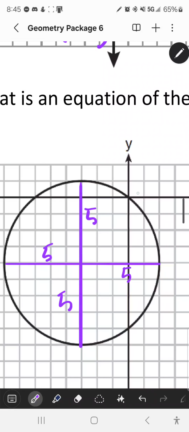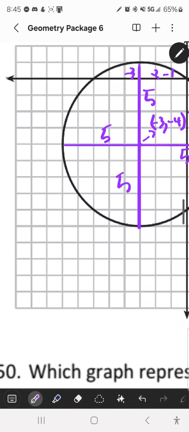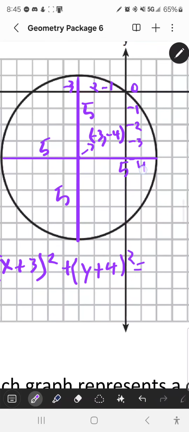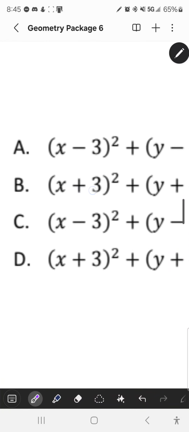Now we want to know the coordinates. I'm just going to say 0, -1, -2, -3, -4. That one right there is -4, and this is -1, -2, -3. So the coordinates of the center are (-3, -4). And the radius is 5, so it will be (x minus minus 3), so (x + 3) squared, plus (y minus minus 4), so (y + 4) squared, equals 5 squared, which is 25.